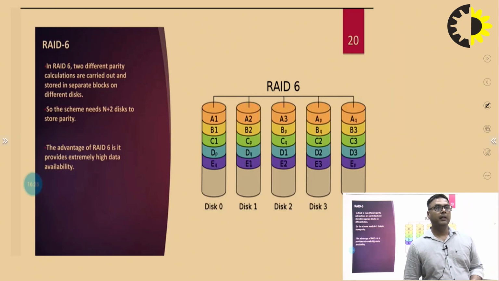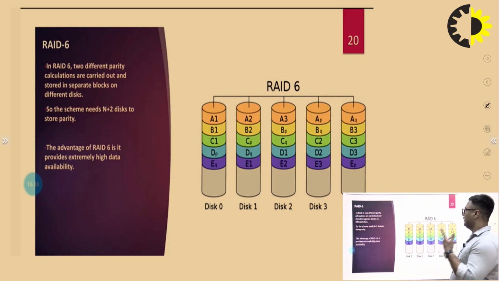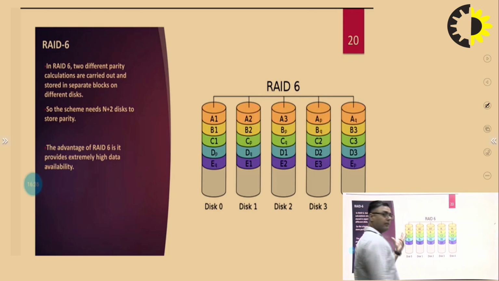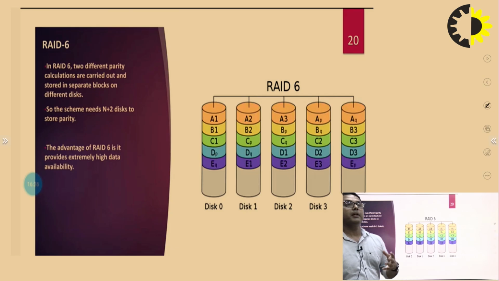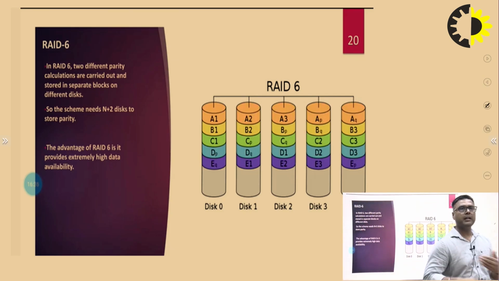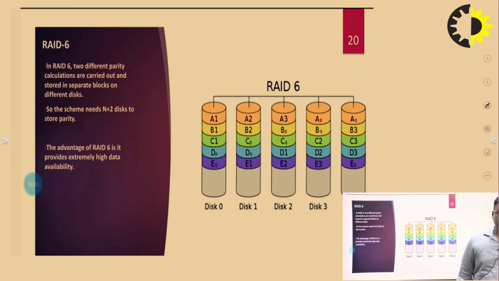Next is RAID 6. RAID 6 basically uses two parities. If one parity is lost, another parity is available. So it maximizes the copies of data, the security of data, and the availability of data through RAID 6.